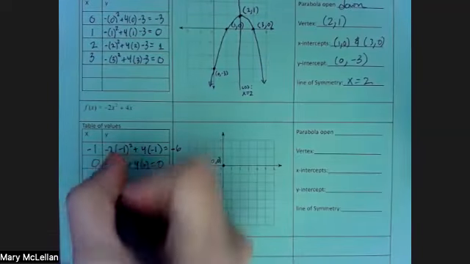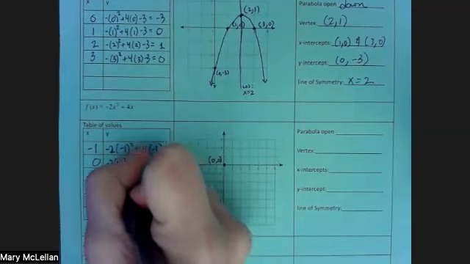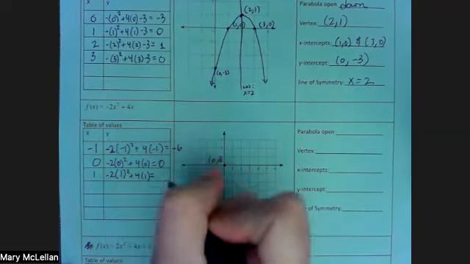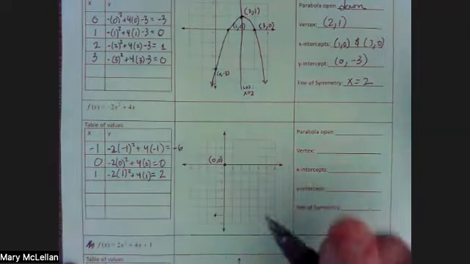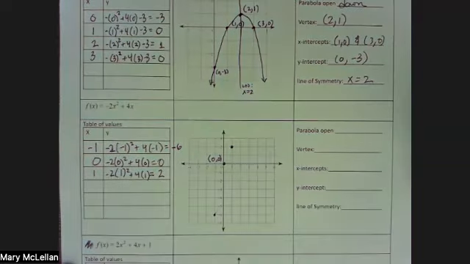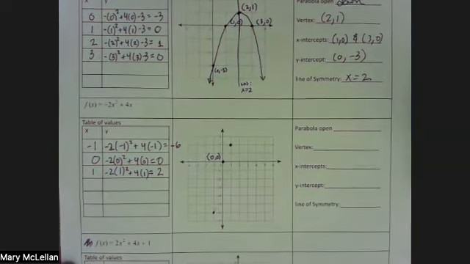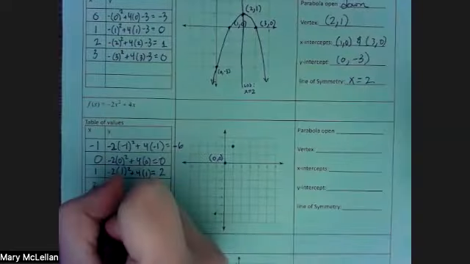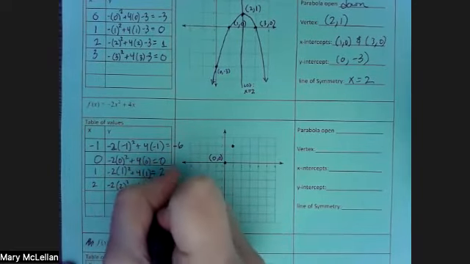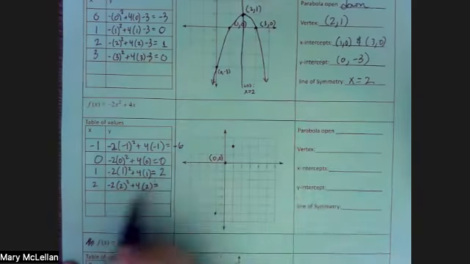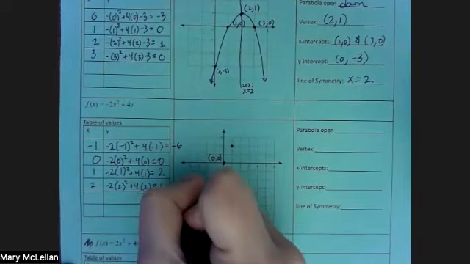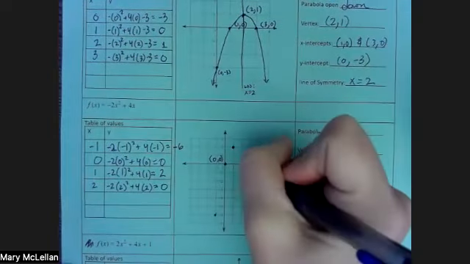Next, I'll do 1. I plug that in. In my calculator, I get back 2. Over 1 up 2. Don't know if that's special yet, so I'm not labeling it. Next, I'll do 2. Negative 2 times 2 squared plus 4 times 2 equals. I throw that in my calculator, I get back 0. So over 2 up 0 is on my graph.